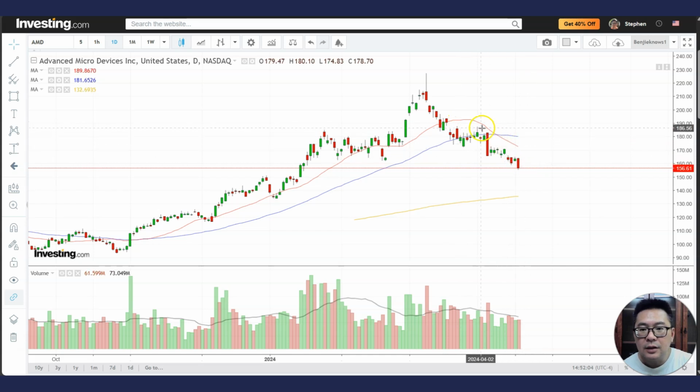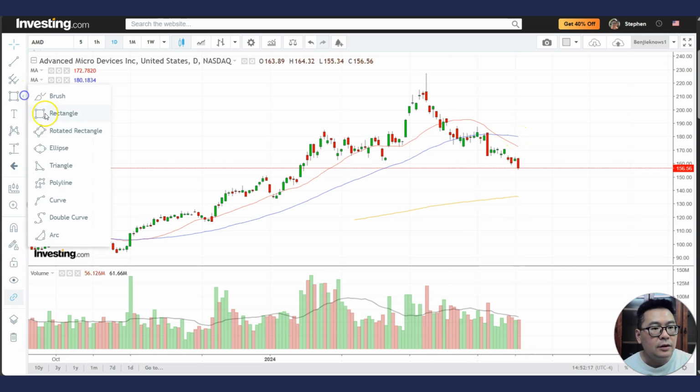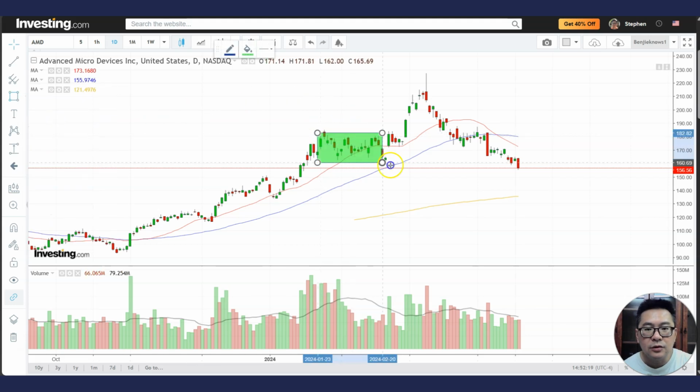So currently the 20 MA has crossed below the 50 MA. It is a bearish cross and is declining, and it looks like the 50 MA is also declining as well. So support has already eroded. This was a very strong area of support, which is why it held here at the 50 MA for a long time. Then a big red candle, consolidation sideways and breakdown.